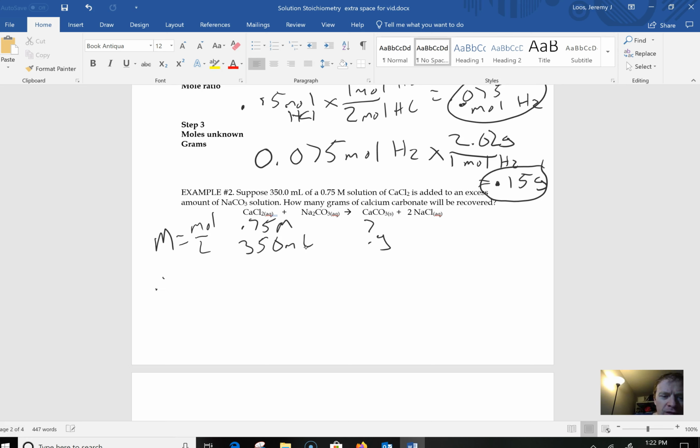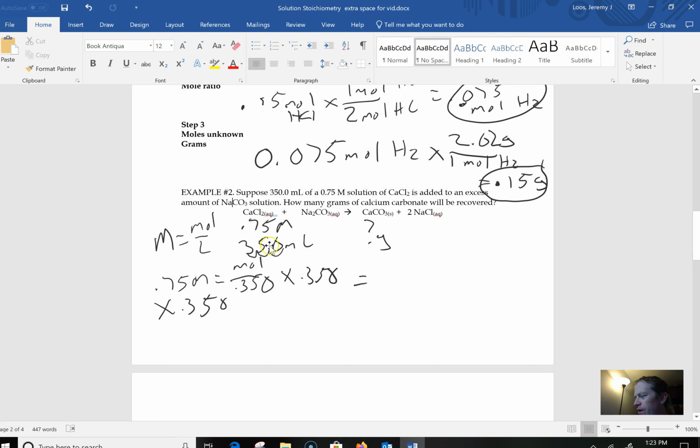So I've got my molarity right there. It's 0.75. That I'm going to change to liters by moving a decimal over 3 times. So that's 0.350. And then I'm going to solve for moles. And just like in the last one, I'm going to solve for moles by multiplying both sides by 0.350. So just doing a little bit of algebra here. And so what I have determined based upon all of that is that I have, no, sorry about that. I was looking at the wrong thing. 0.75 times 0.350. I have, call it 0.263 moles.